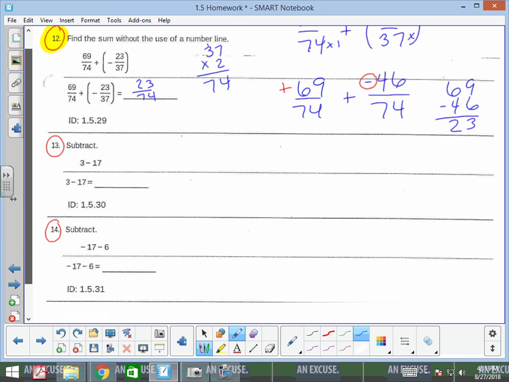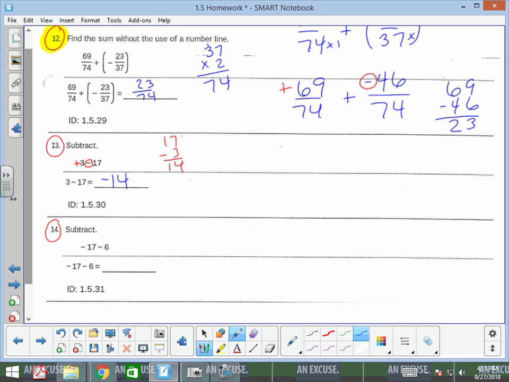All right, number 13. Let's quickly review subtracting again. This 3 is positive. This 17 has a minus sign. There are different signs. Subtract the numbers and take the sign of the larger number. Now 17 is the larger number. It has a minus sign in front of it. So this answer is negative 14.